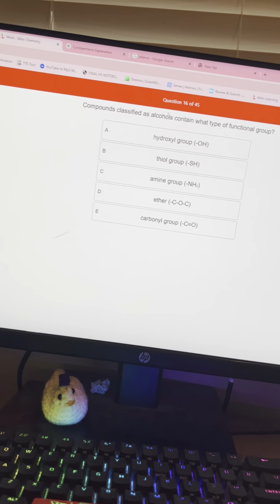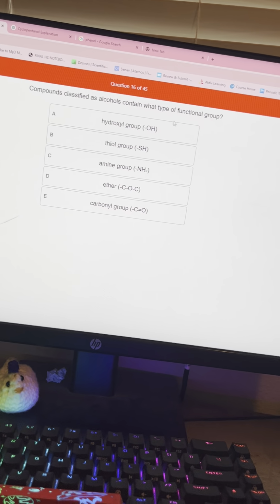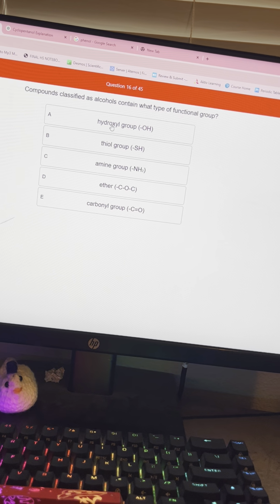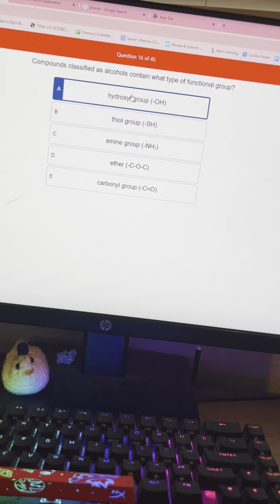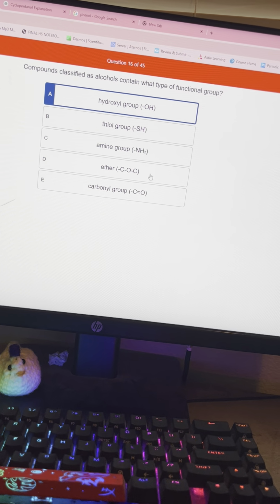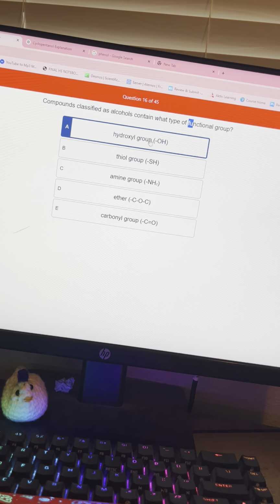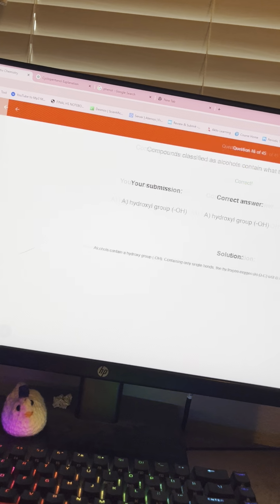Okay. And alcohols, remember, alcohol is just OH. So they are a hydroxyl group because they're OH. There's no sulfur in it, no nitrogen. We'll get into that later. Remember, alcohols have to do with OH.